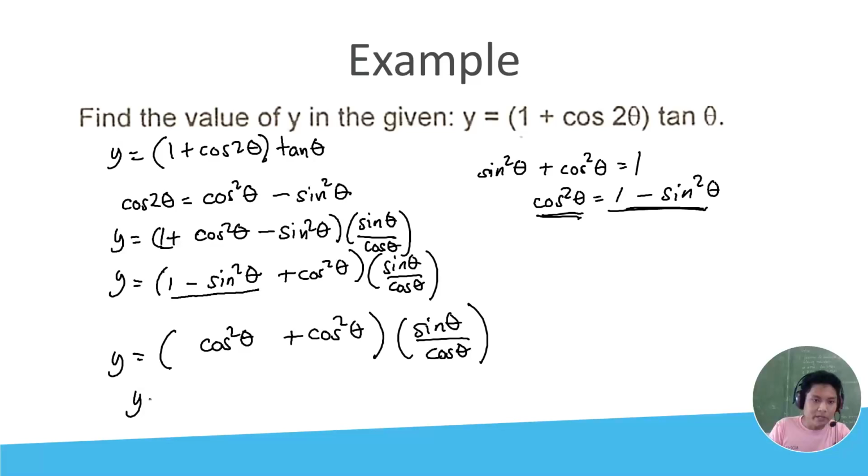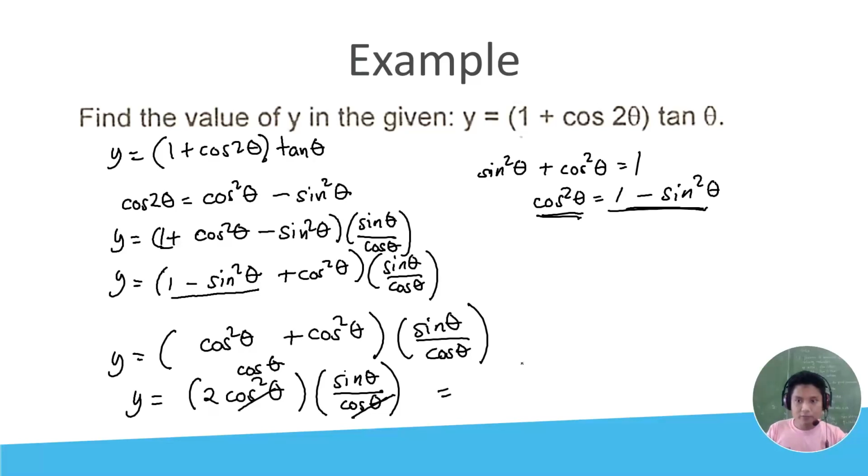We can now combine like terms. So, cosine squared theta can be added. It becomes 2 cosine squared theta. Therefore, we can multiply it by sine theta over cosine theta. So, this is cosine squared theta, this is cosine theta. Cancel out cosine in the denominator. Only one cosine theta remains. Therefore, y is equal to 2 cosine theta sine theta. And that's the answer.